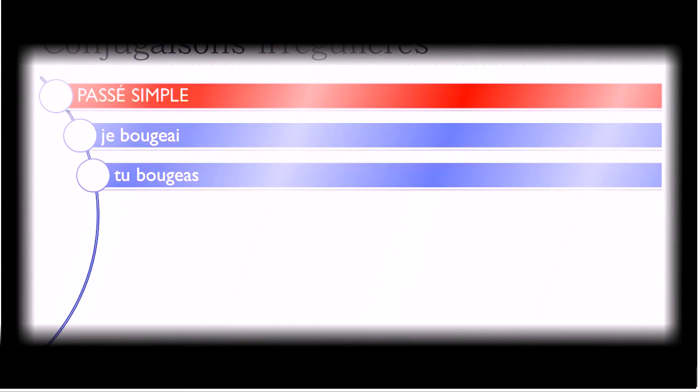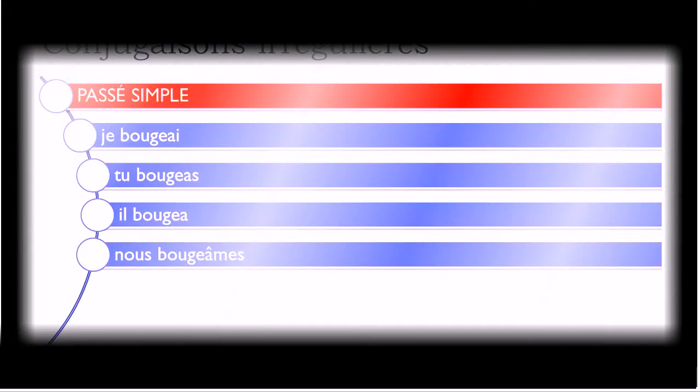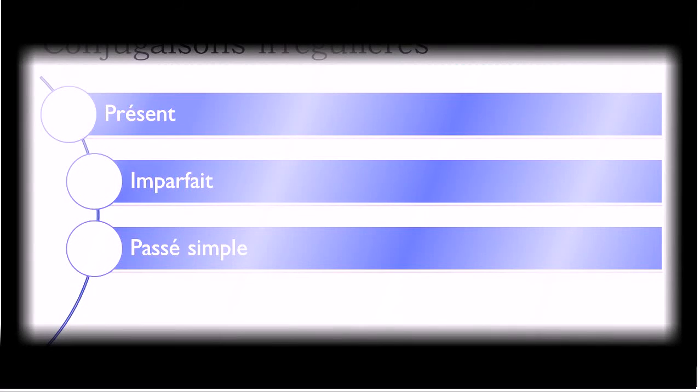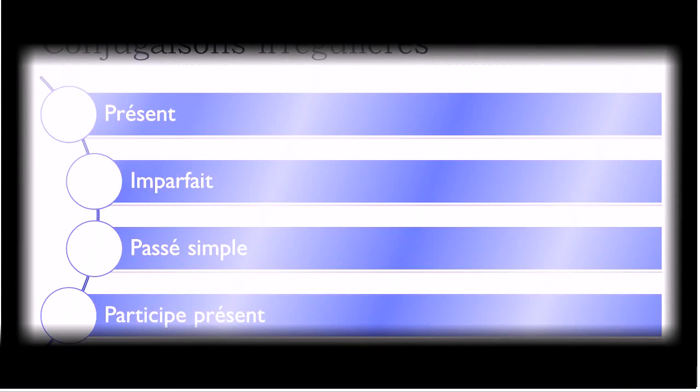Let's have a look at the passé simple now. Je bougeai, tu bougeas, il bougea, nous bougeâmes, vous bougeâtes, ils bougèrent. Okay, so if you look carefully, then it's here, it's here, it's here, it's here, and it's here. So actually there is only this ils plural form that won't be affected or modified. Okay, so remember, le présent, l'imparfait, le passé simple, and le participe présent will be the forms or tenses that will be affected or modified.